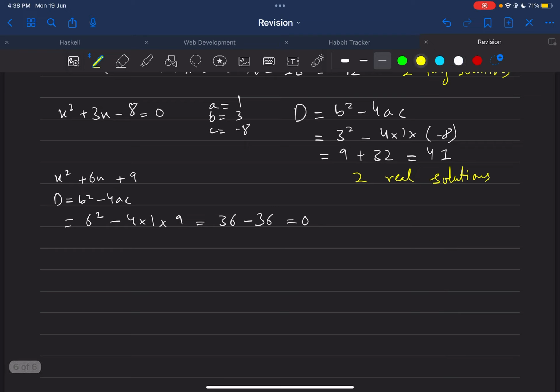So it's got one real solution, and that's true every time you have a perfect square trinomial. Perfect square, just like this equation right here.